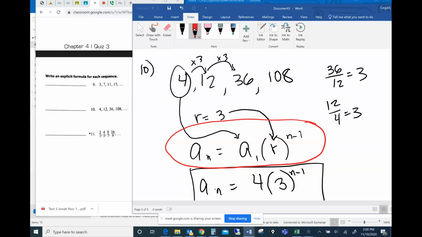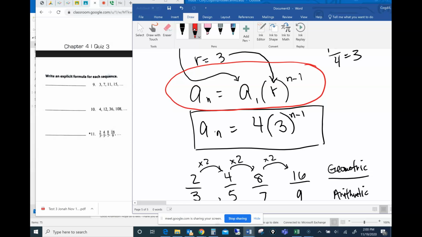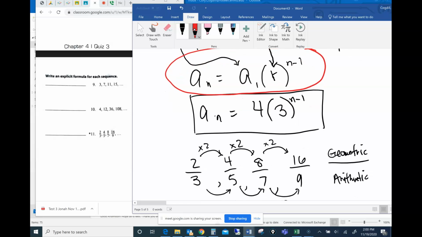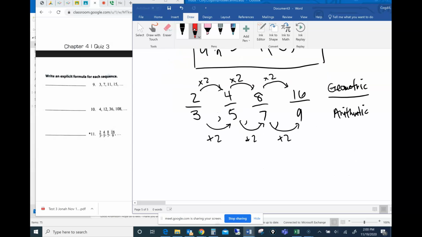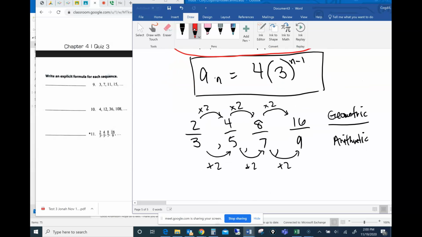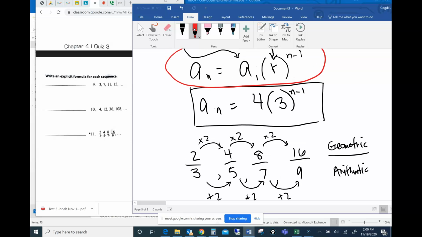a(n) equals a sub 1 times the common ratio to the n minus 1. Thanks, Jonah. Okay, so you guys circle that on your paper because we're going to use it down here. Since I don't have a big whiteboard, I can't really keep both going. So on the top, we're going to use this formula. Let me sketch it down right here: a sub n equals a sub 1 times r to the n minus 1.